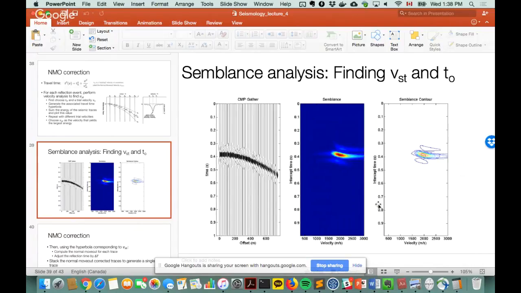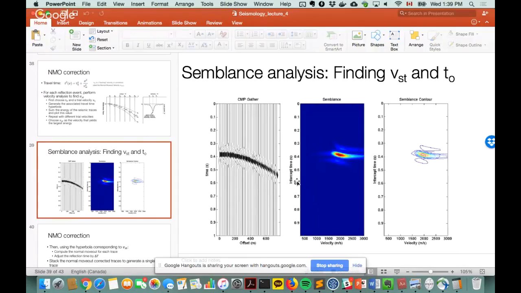What it actually shows you is a function of intercept time. Remember what the unknowns were? Intercept time and the stacking velocity. We want to figure that out. One way is to just try a whole bunch of values and fit them, which may not be a bad idea.